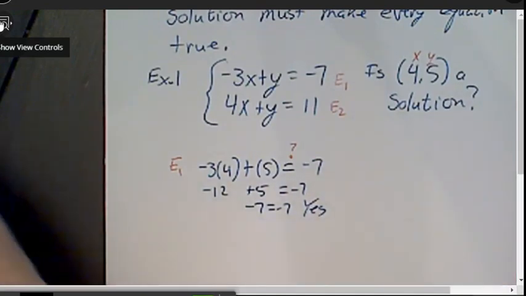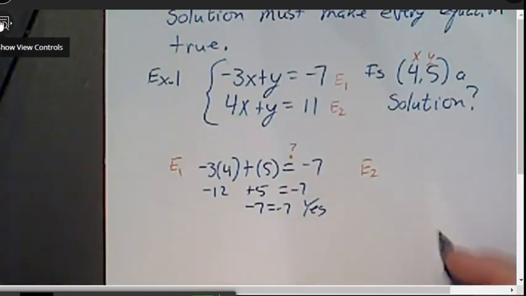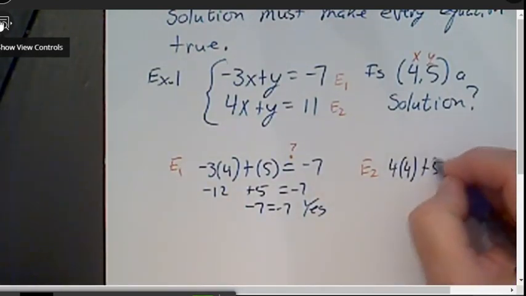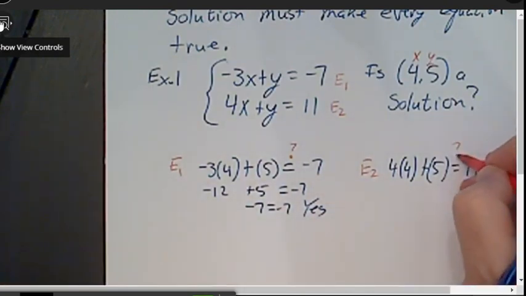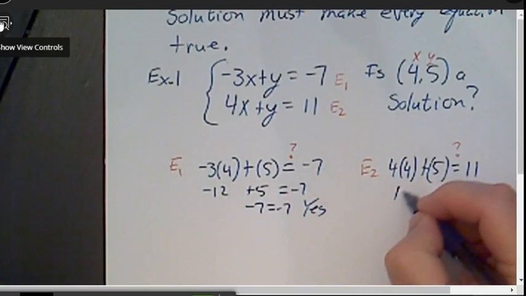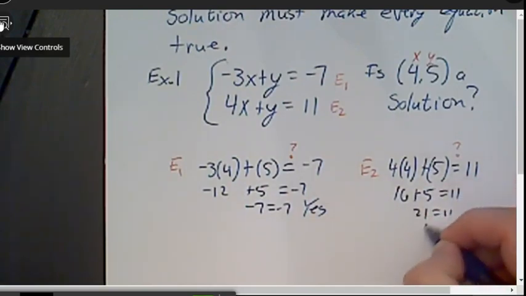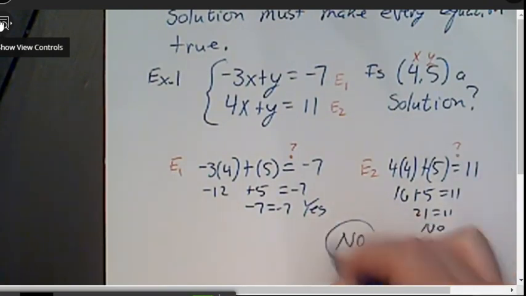Okay, then we'll do the same thing with equation 2. So we're halfway there. For equation 2, we've got 4 times 4 plus 5, and again it's a question mark. Does that equal 11? Well, that's 16 plus 5, which is 21, and 21 does not equal 11. That part's a no. So if one's a yes and any one of them ever pops up as a no, it's not a solution. So your final answer here would be no.